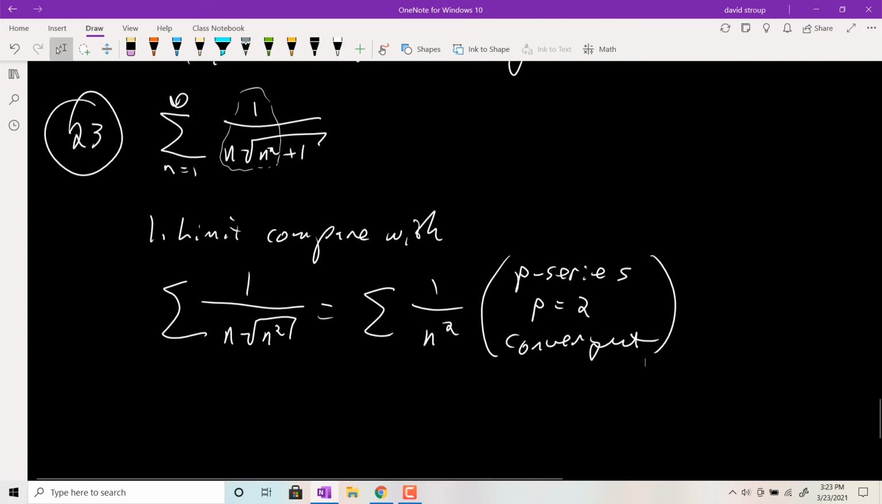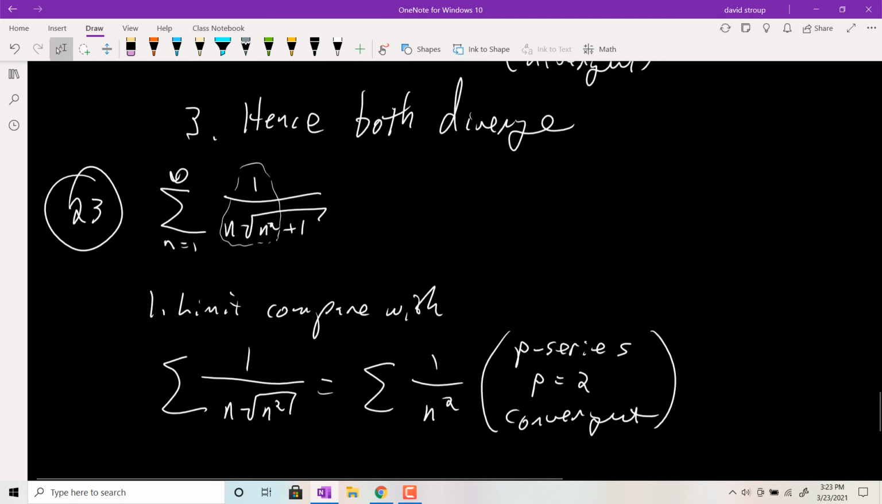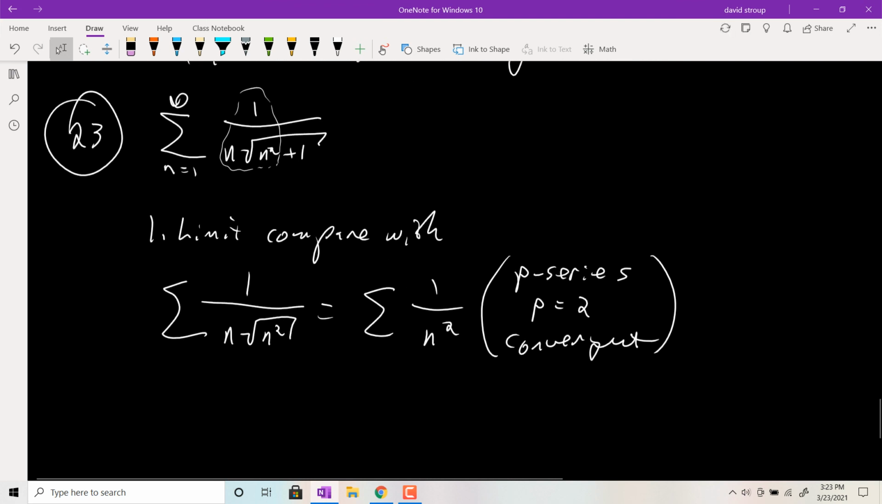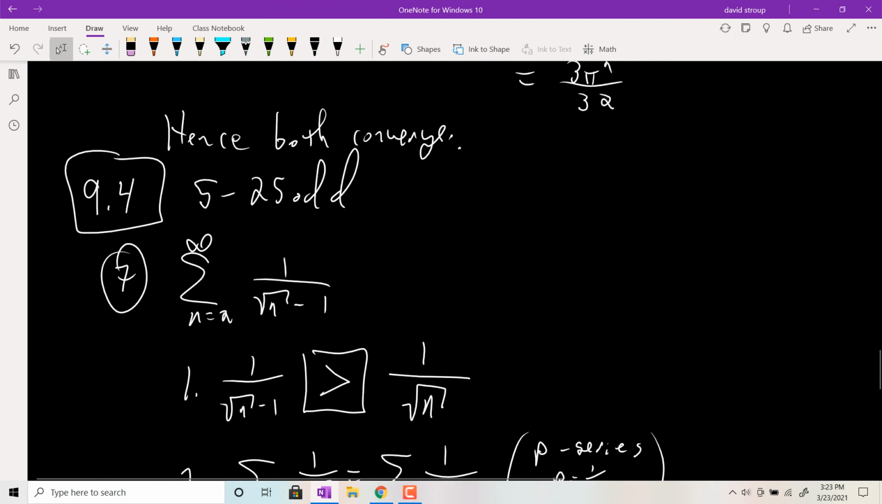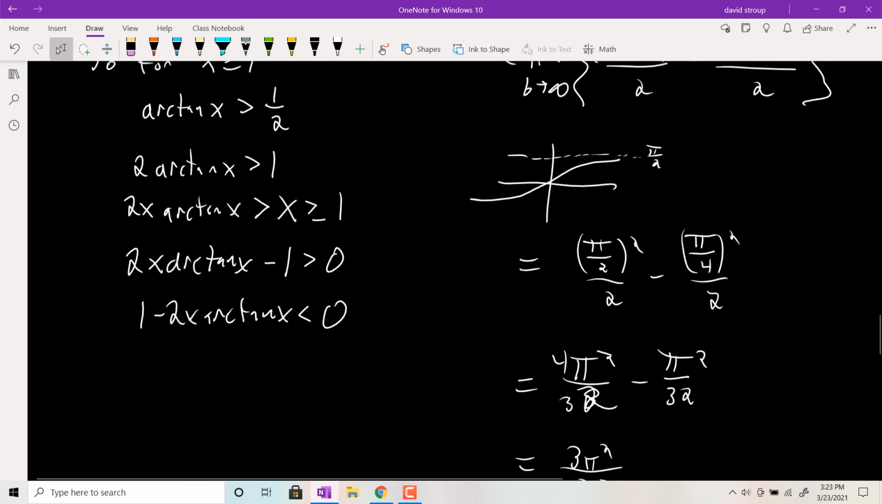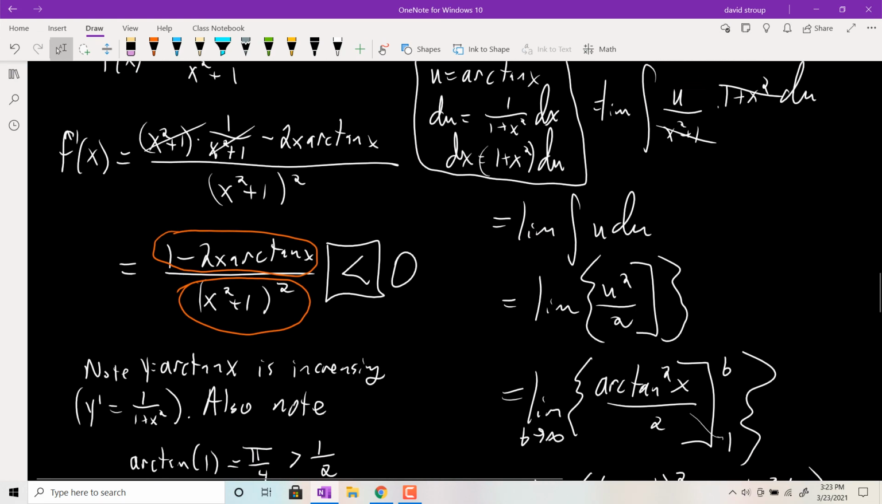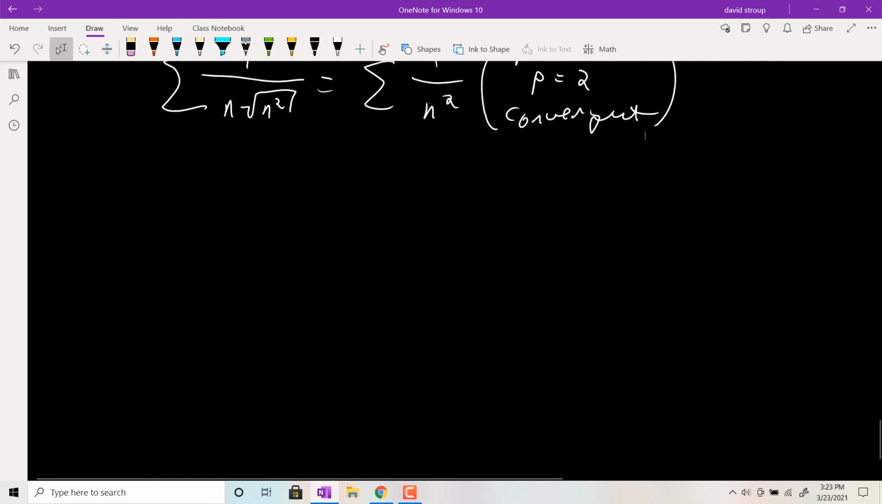And on the test, I'll be telling you which test to use. So I'll say using the limit comparison test, determine if this thing converges. For this one, using the direct comparison test. For this one, I'll tell you to use the integral test. Okay? So it's not like I'm going to be throwing random series at you and expecting you to figure it out.